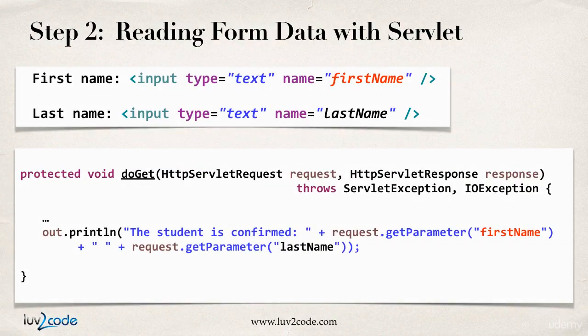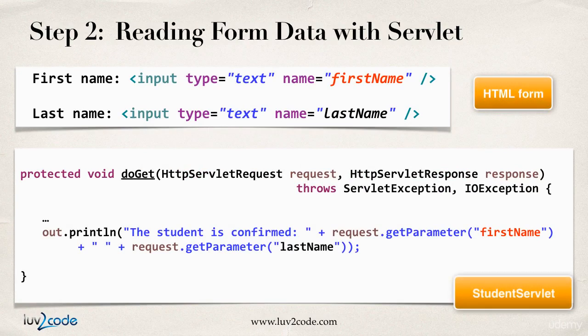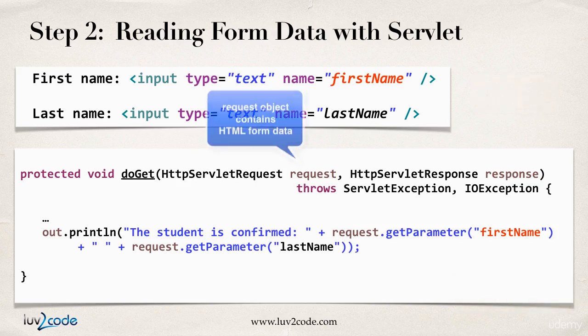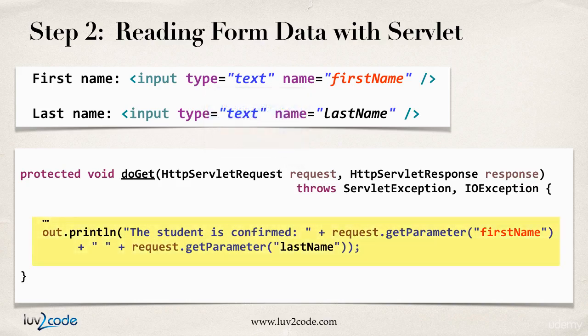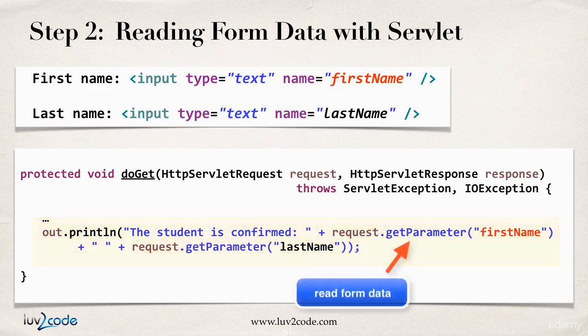Now the next step here is reading the form data in the servlet. At the top, I showed you the first name and last name. And then at the bottom, this is the actual servlet code. Again, we override the appropriate method here, doGet. They pass in a request. The request object has your form data, or it contains the form data. So here I simply use an out.println. The student is confirmed. And here I say request.getParameter. That allows me to read form data. So request.getParameter on first name, and then request.getParameter for last name. Those parameter names map to the actual HTML form field names.